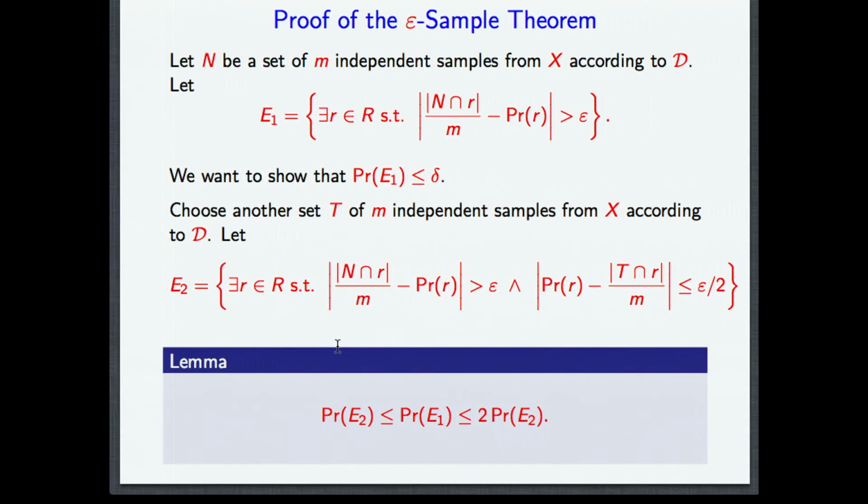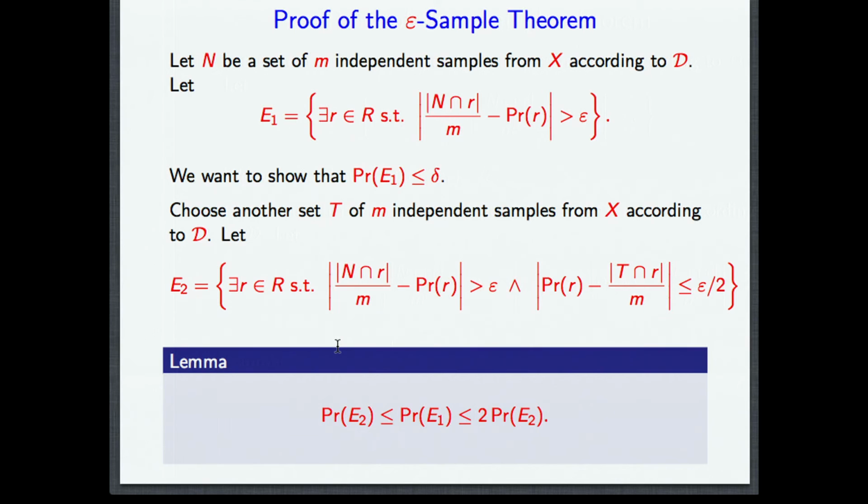Okay, so how do we prove the epsilon sample? So here is the event that we want to bound. We choose a sample of size M, and we want to bound the probability that there is a set R that is not well approximated by our sample. We want to show that this is bounded by delta. So now we choose another sample, not clear why. And now we want to estimate somewhat more complicated events.